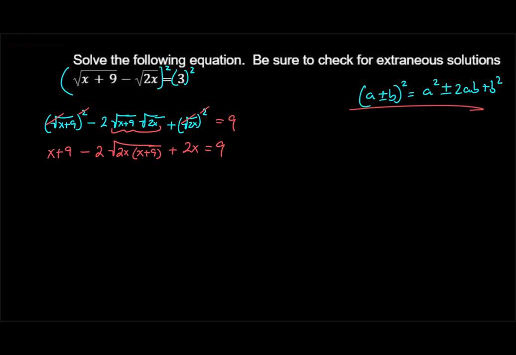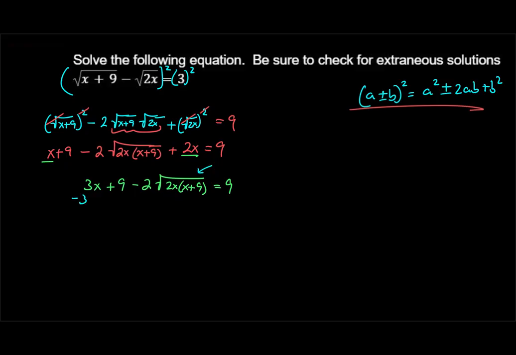We're going to combine like terms here. So 2x and 1x makes 3x. So we have 3x plus 9 minus twice the square root of 2x times x plus 9 equals 9. Unfortunately, we still have a radical, so we're going to have to square again. But this is very important. Anything that's connected by addition and subtraction is going to have to be moved to the other side before you do this, or else you're going to keep getting radicals in the equation repeatedly.